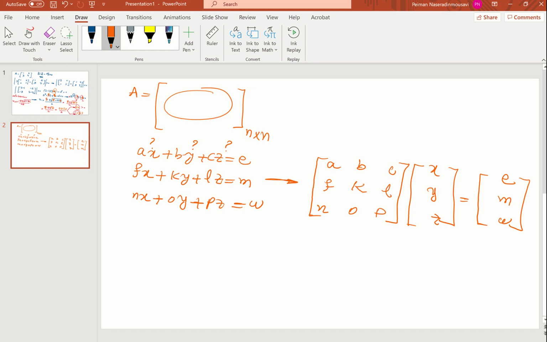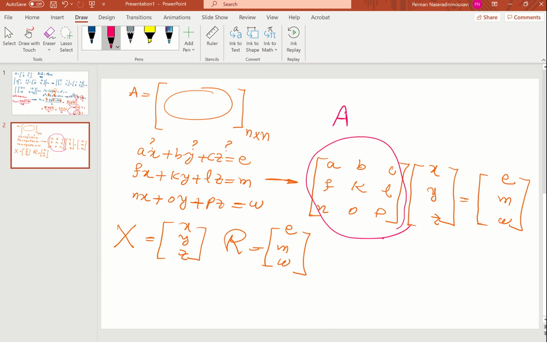So, on the other hand, if I name the unknowns as capital X, that's x, y, z, and if I say capital R as the right hand side, e, m, w, and if I name this matrix as A, now I can write the equation as AX is equal to R. Yes or no? Obviously yes. But we are not stupid to say X is equal to R over A. This is a joke. You are dealing with matrices.